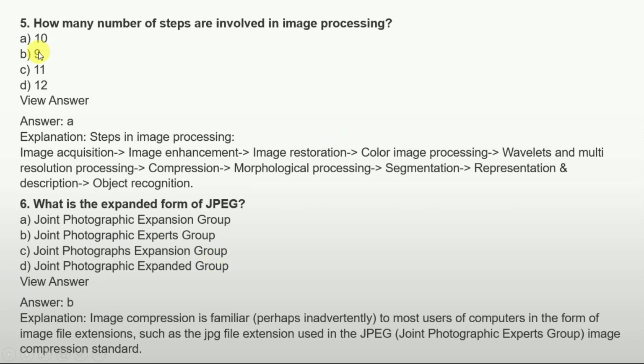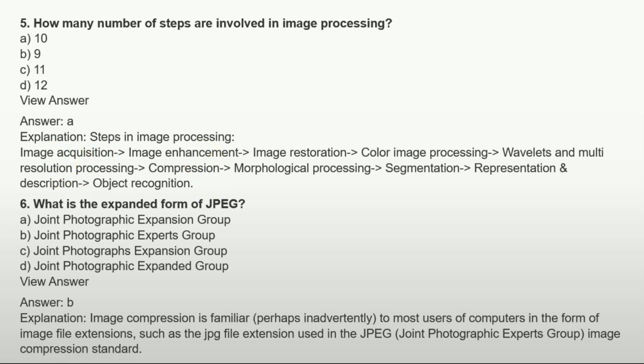Then, how many steps are involved in image processing? That is a very useful question, and we have to be very clear about this. Options are A is 10, B is 9, C is 11, D is 12. The answer is 10. A clear explanation is given here, you can see it easily.